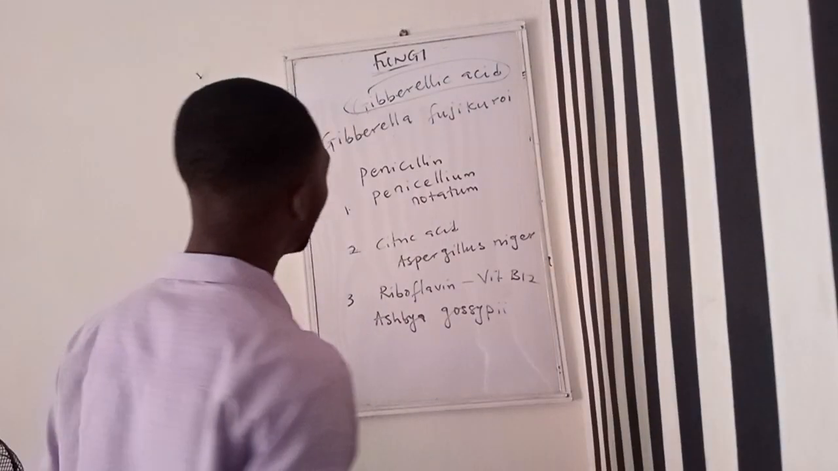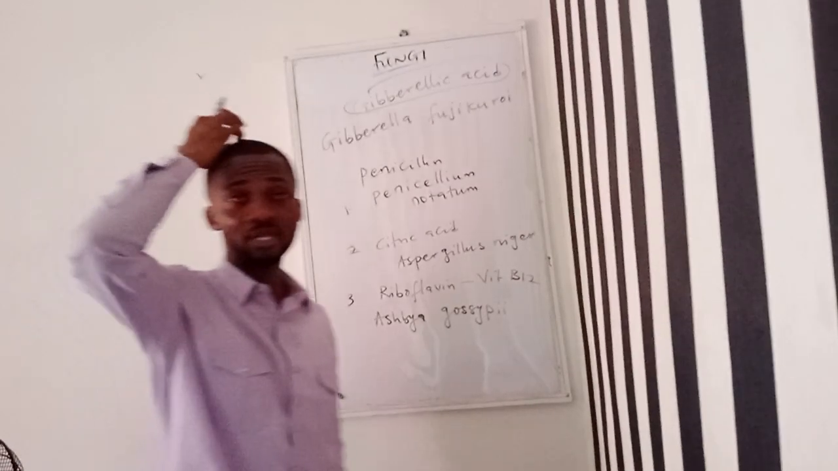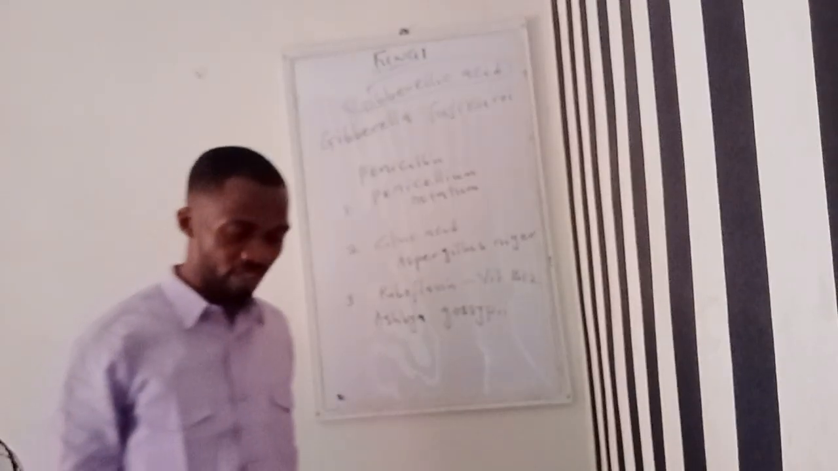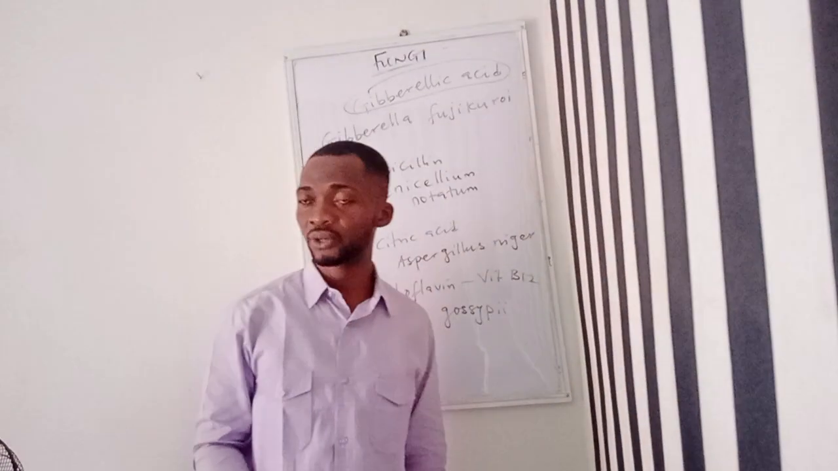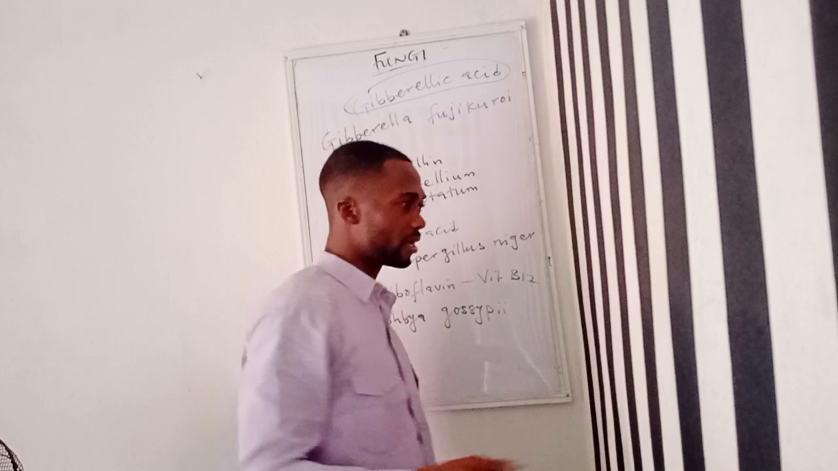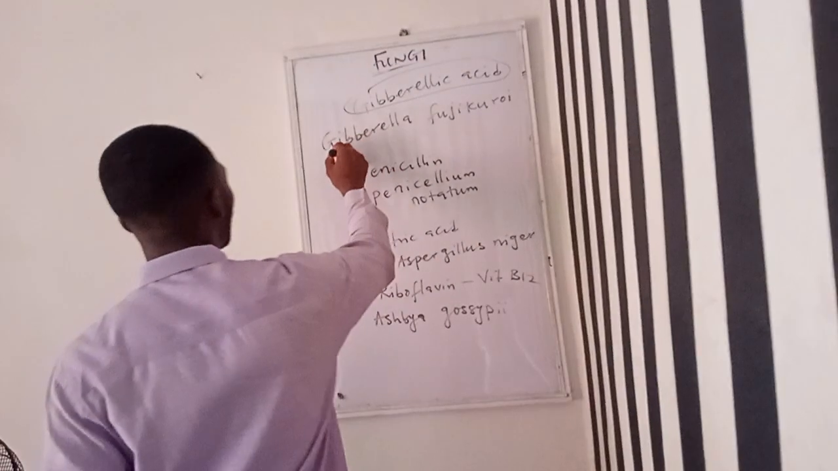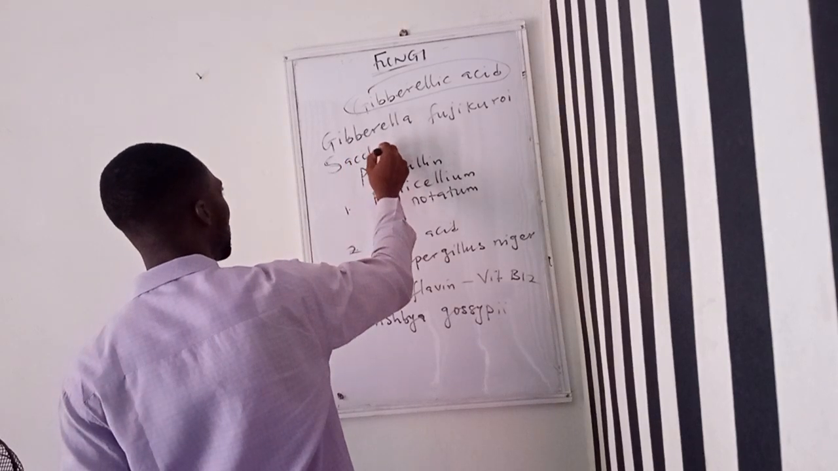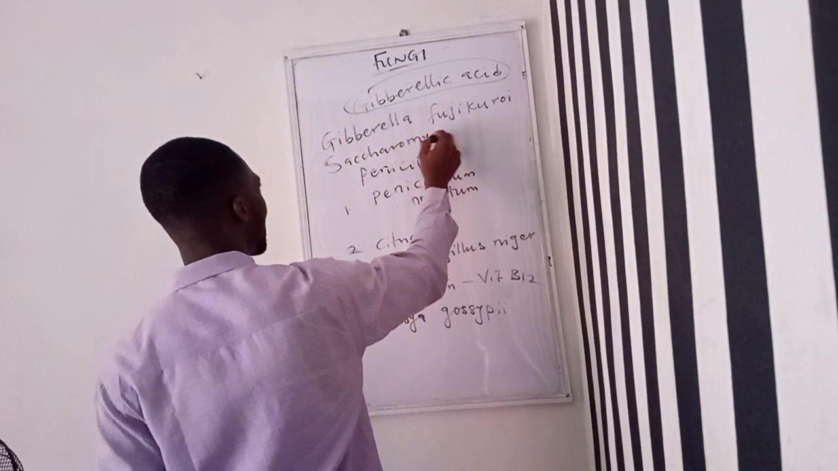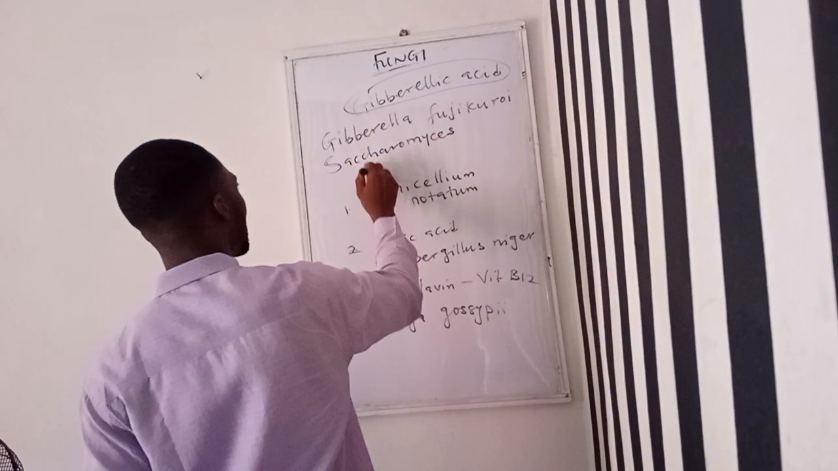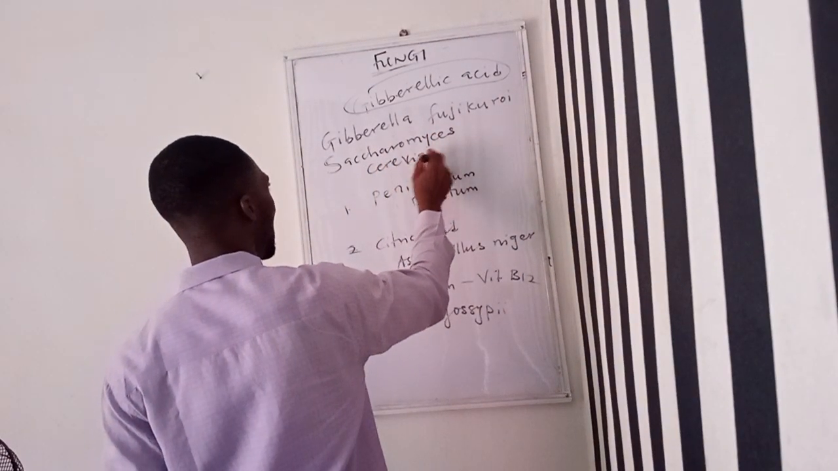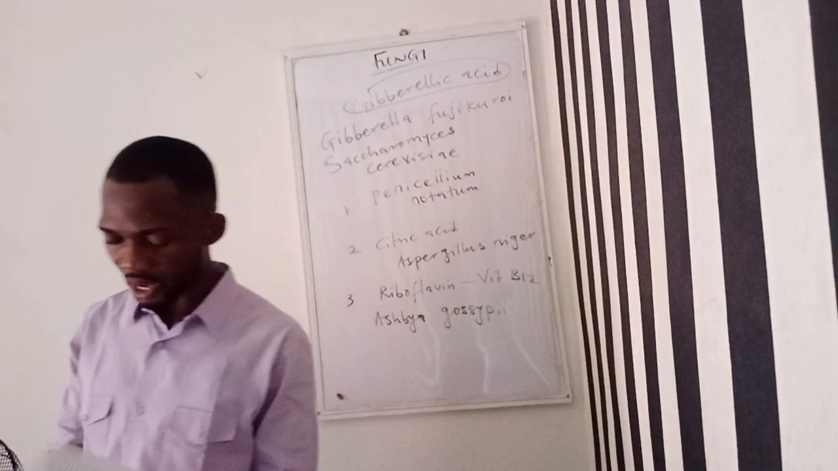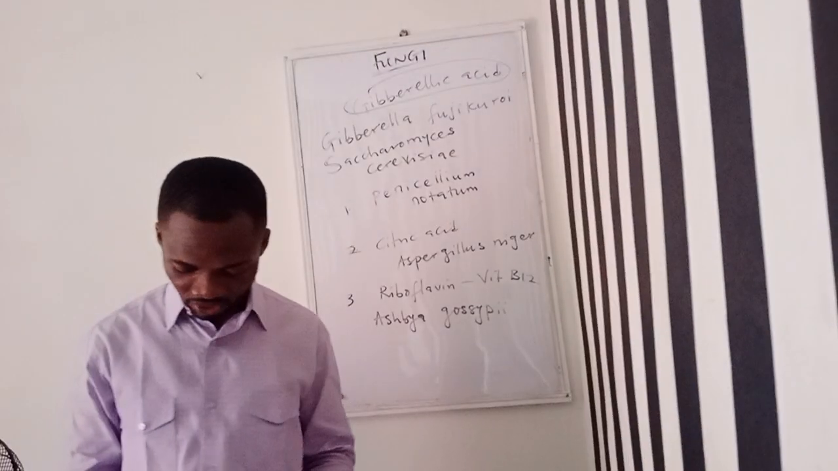Then, what again? Fungi can also be used in production of bread. They serve as a rising agent in bread production, and not just in bread production, even in production of wine. So the fungus that is used in bread and in wine is the one I mentioned before, Saccharomyces cerevisiae. So these are some of the advantages of fungi.